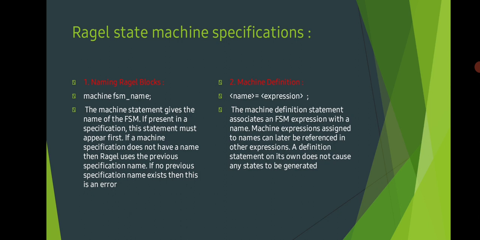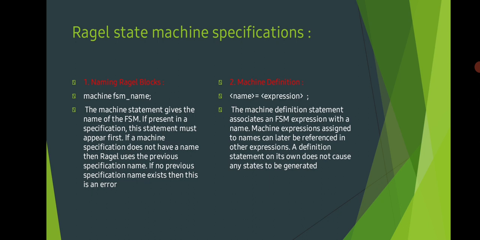Ragel state machine specifications. First, we can see about naming Ragel blocks. Its syntax is machine FSM_name semicolon, which means the machine statement gives the name of the FSM, if present in a specification. This statement must appear first. If a machine specification does not have a name, then Ragel uses the previous specification's name. If no previous specification names exist, then this is an error.